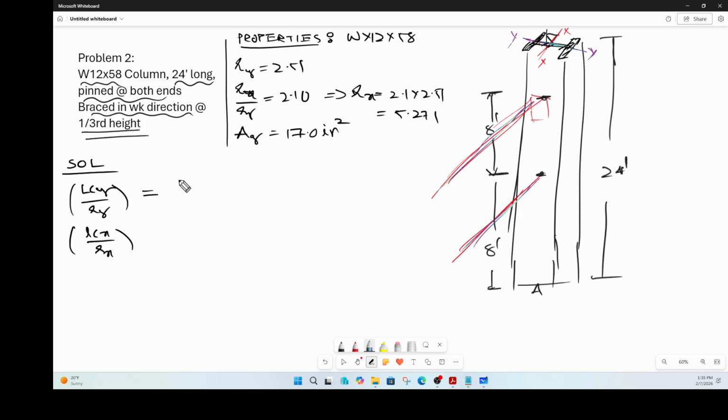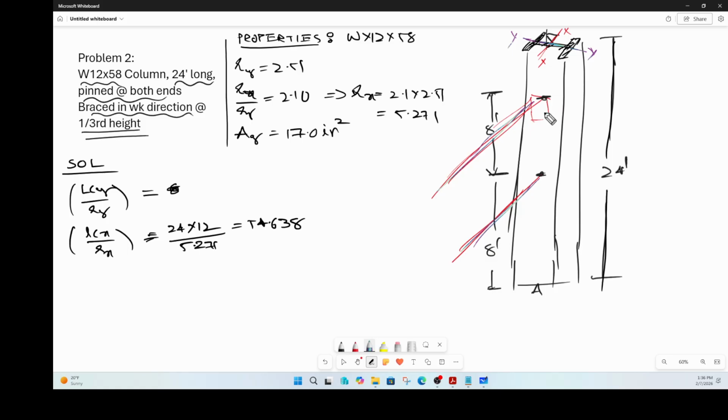So LCy by ry, LCy is 8 feet. LCx, sorry, LCx is your 24 feet. So let's do LCx. LCx is this height about the strong axis. So you have 24 times 12 divided by rx, which is 5.271. That is close to 54.638. So that is one slenderness ratio.